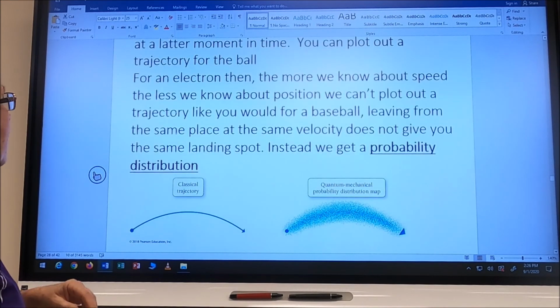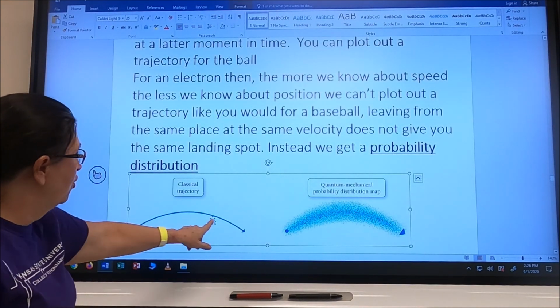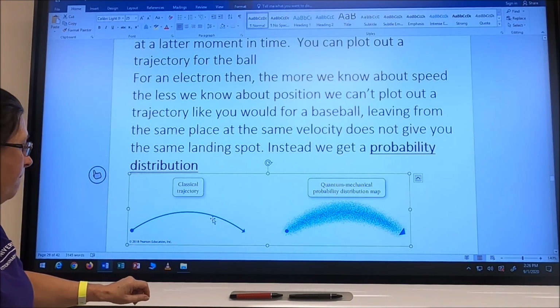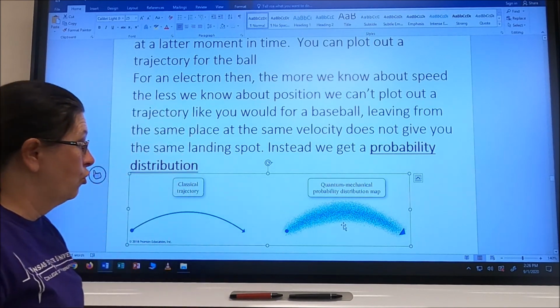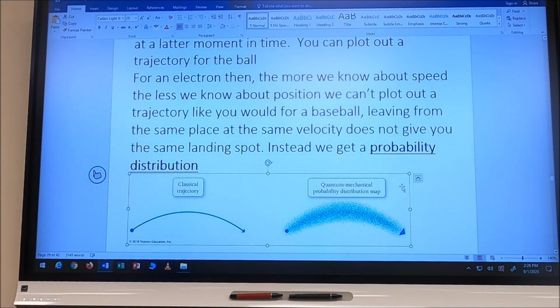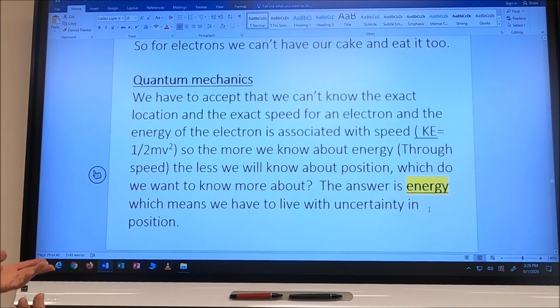So image-wise, think about it. Here's a classic trajectory. Here's a quantum mechanical probability distribution. So, with electrons, we can't have our cake and eat it too.